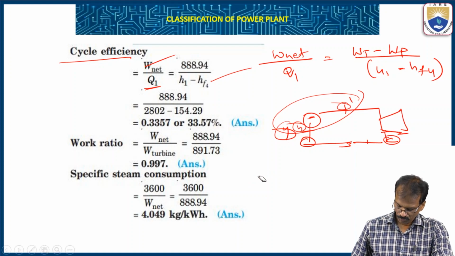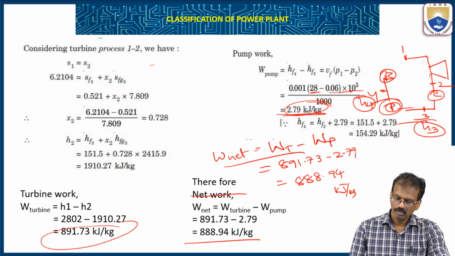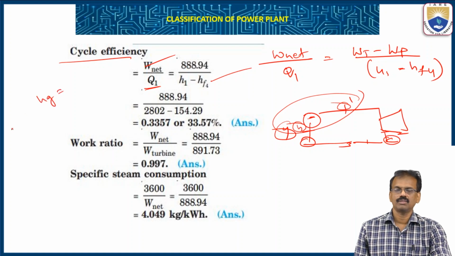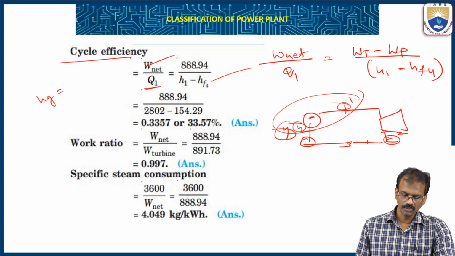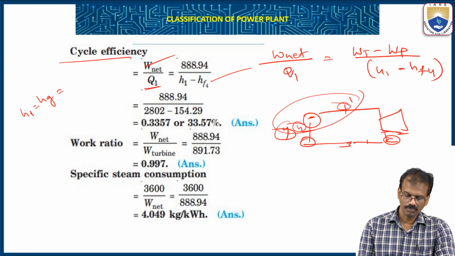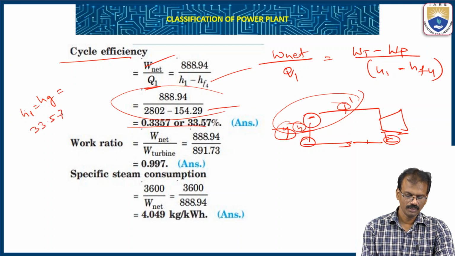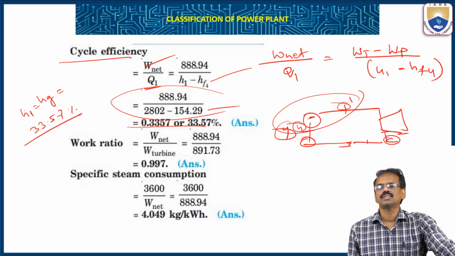If you substitute the values of hf4, we already calculated this in the previous slide. hf4 is equal to hf3 plus work done by the pump. So this is the value 154.29. Then h1 is equal to hg, which is taken from the data. You can collect that from the data book. You know that value, 2802 minus 154.29. If you substitute these values and simplify, we will get the efficiency of the cycle, that is, the efficiency is equal to 33.57%. So this is the cycle efficiency.